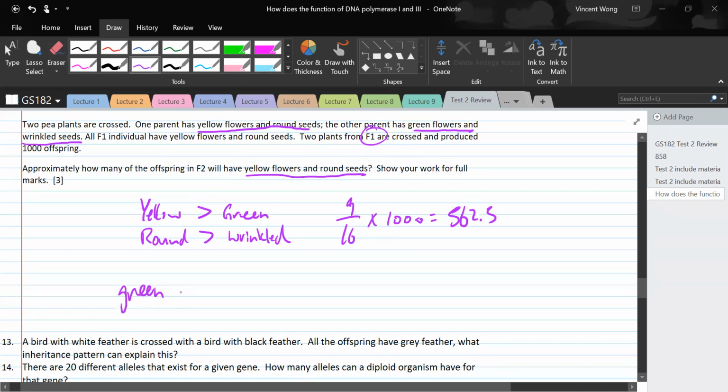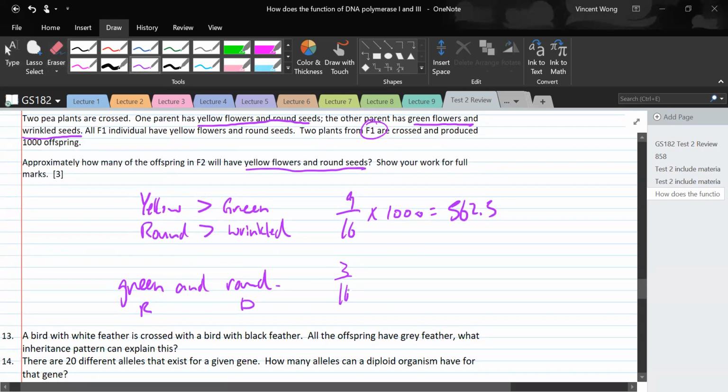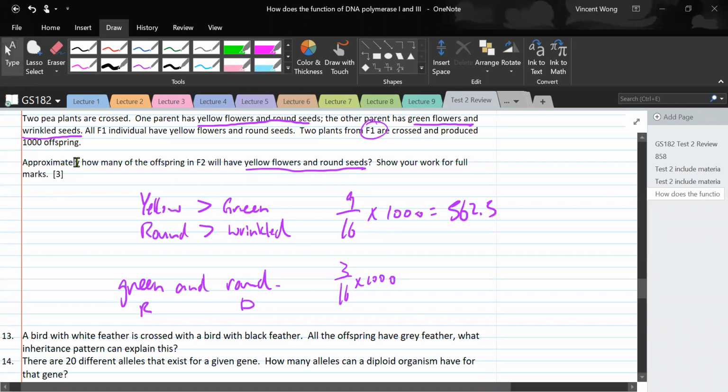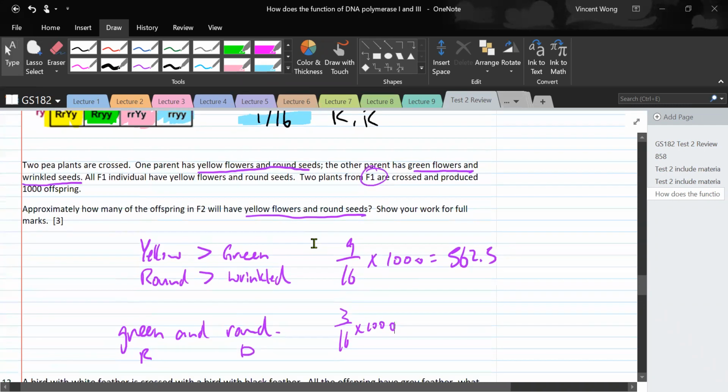They ask you, how many do you expect to be green and round? Well, green is a recessive trait, round is a dominant trait. Recessive and dominant, that's 3/16, so 3/16 times 1,000. It will save you some time on the test. You don't physically have to write out the chart. But if you feel better, you can have this chart pre-made and just use it as reference. But knowing this will also help you save some time.